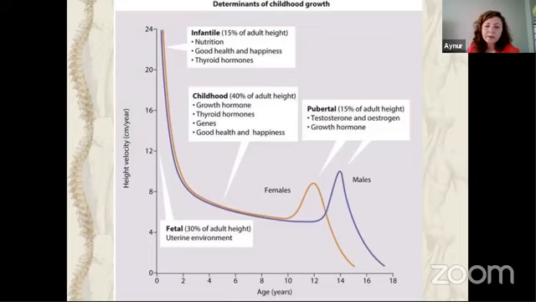Now you see a growth period. For example, in pubertal, 15% of adult height is gained. In childhood, 40% of adult height is gained. In infantile, 15% of adult height is gained. You see the pubertal duration is very important, and it begins in females at approximately 10 years old and in males at 12 or 13 years old. We must be careful at 10 and 12 years old.